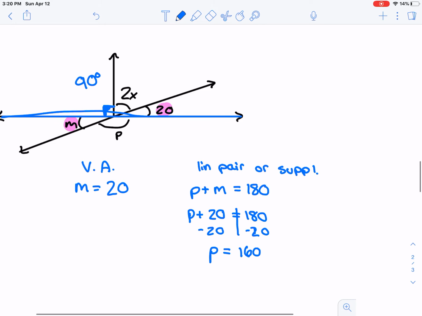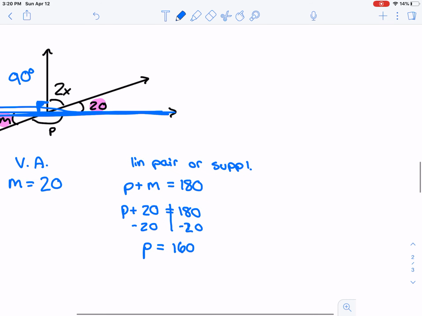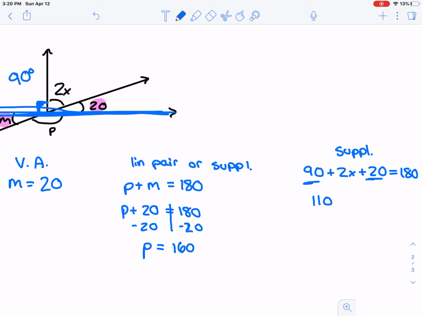We also see that we have our straight line from before, okay? And we have 3 angles on top of that straight line. So we know that 90 plus 2x plus that 20 is going to be equal to 180 because they're supplementary. They're on that straight line, okay? So again, I'm going to go ahead and combine my like terms. So 90 and 20 is 110. Write everything else out. Now I want to solve for my x, so I'm going to go ahead and subtract that 110 over on both sides.